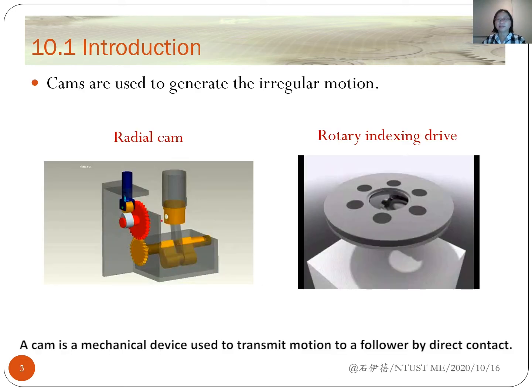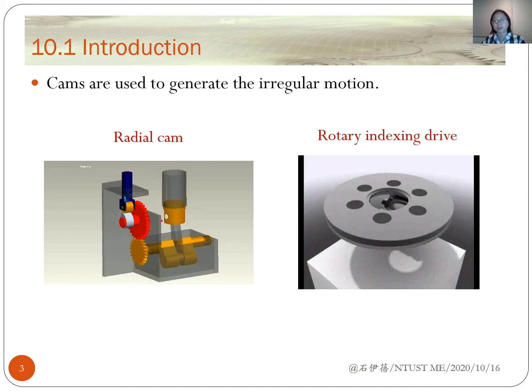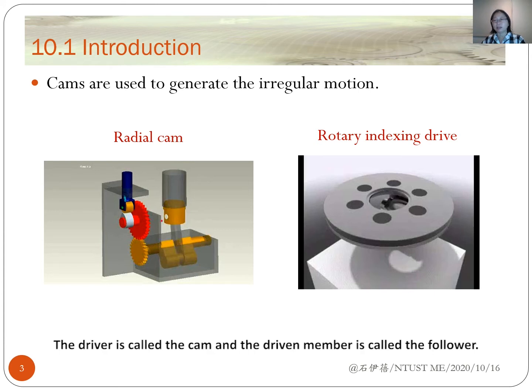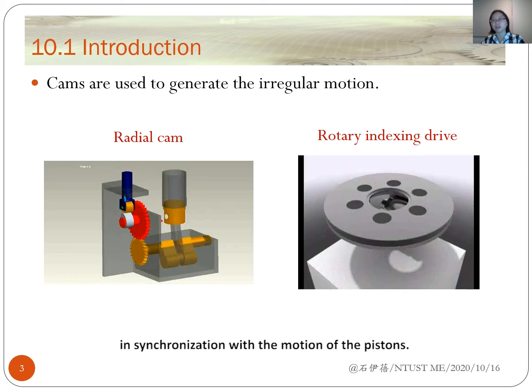A cam is a mechanical device used to transmit motion to a follower by direct contact. The driver is called the cam, and the driven member is called the follower. A familiar example is the camshaft of an automobile engine, where the cam drives the push rods to open and close the valve in synchronization with the motion of the pistons.